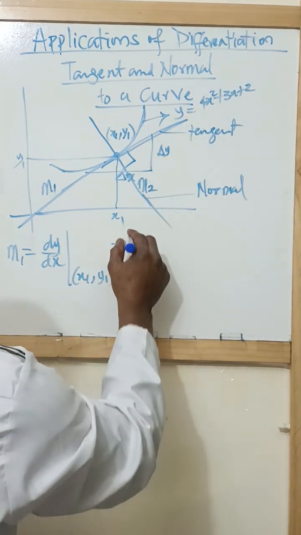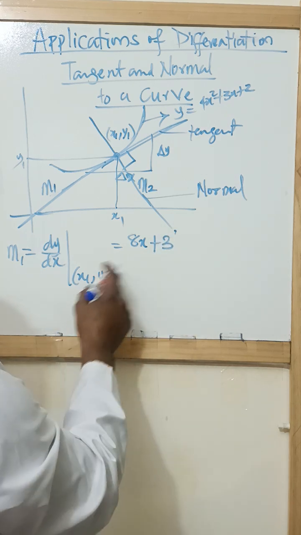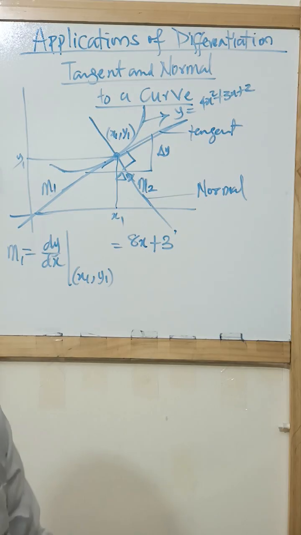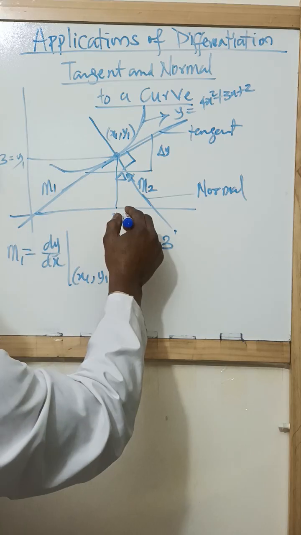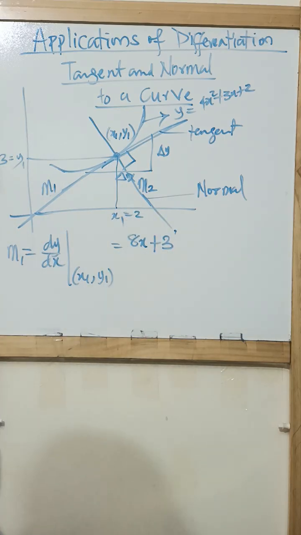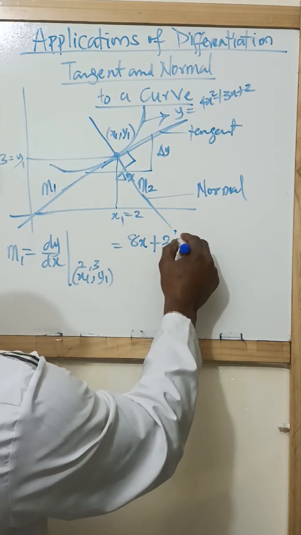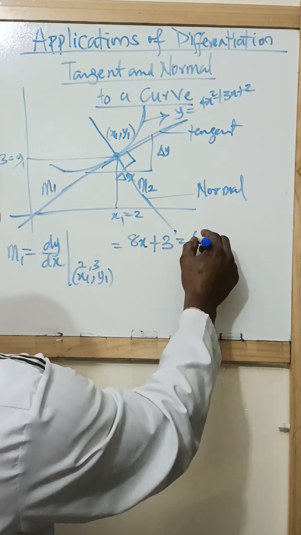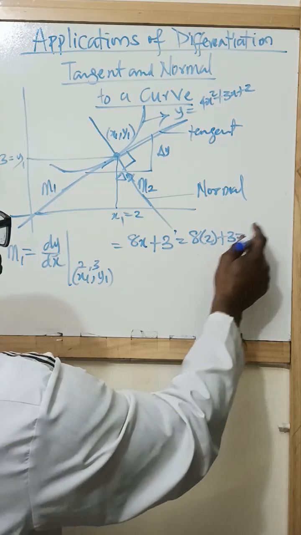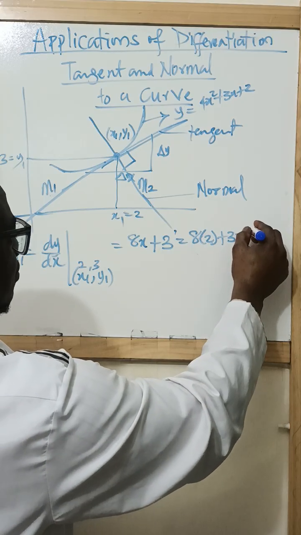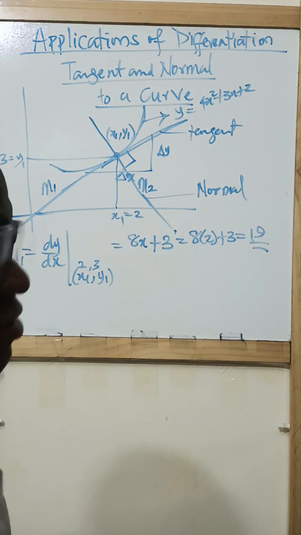The gradient of this curve, for instance, is going to be 8x plus 3. We now substitute x1 and y1. Let's say x1 is 2 and y1 is 3. If we substitute x equals 2 here, that's going to be 8 into 2 plus 3, which is 16 plus 3, that will be 19. So the gradient of that curve is 19.